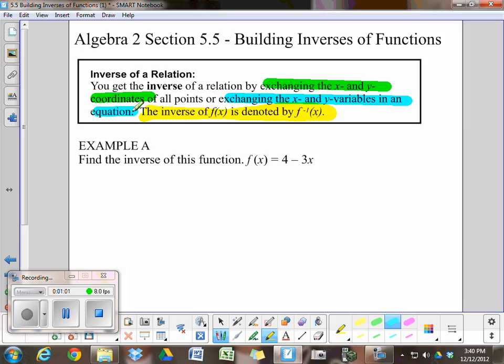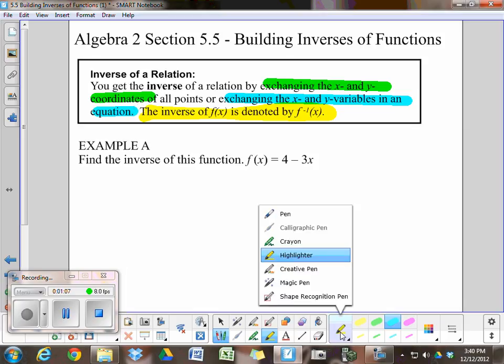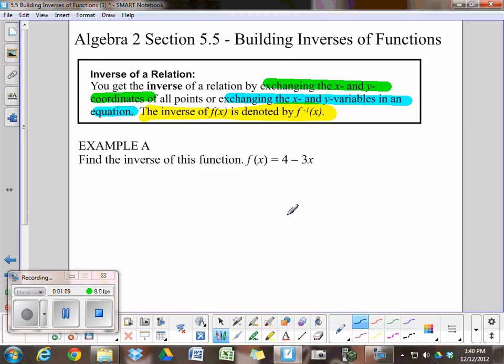Today, what we're going to focus on is what I'm highlighting here in blue, exchanging the x and y variables in the equation. So you can see here in example A, they start us off by giving us the equation f of x equals 4 minus 3x. And the first thing that I want you to do is go back to the old days when we had y instead of f of x. It's a little bit easier to manage and to manipulate in the process that we're about to do.